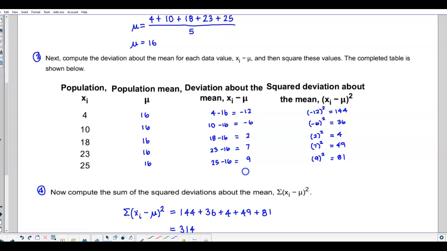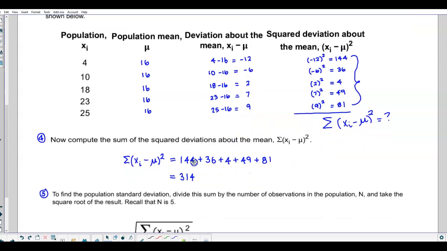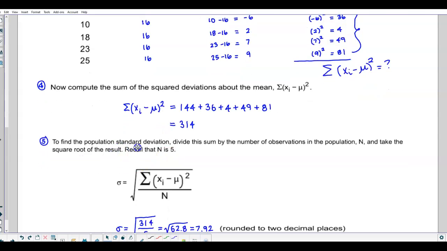Now once we've done that, we want to be able to find the sum of all of these numbers. And the sum meaning using the summation of that. So that's going to be the following from our formula. So in the next step, number 4, we're going to compute the sum of the squared deviations about the mean. So we're going to add up these numbers, 144 plus 36 plus 4 plus 49 plus 81, and that gives us 314.